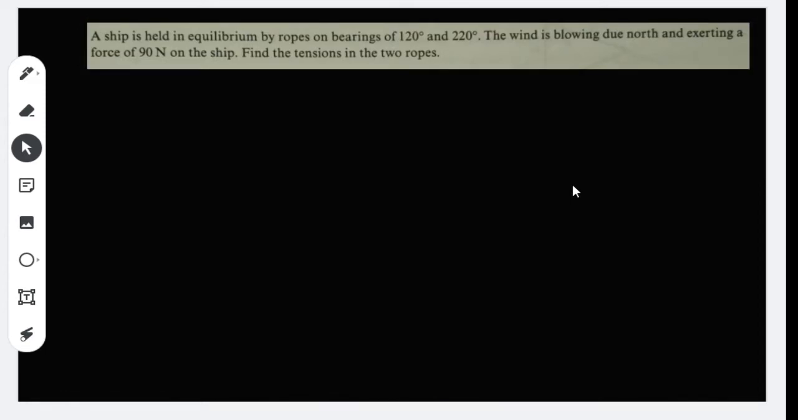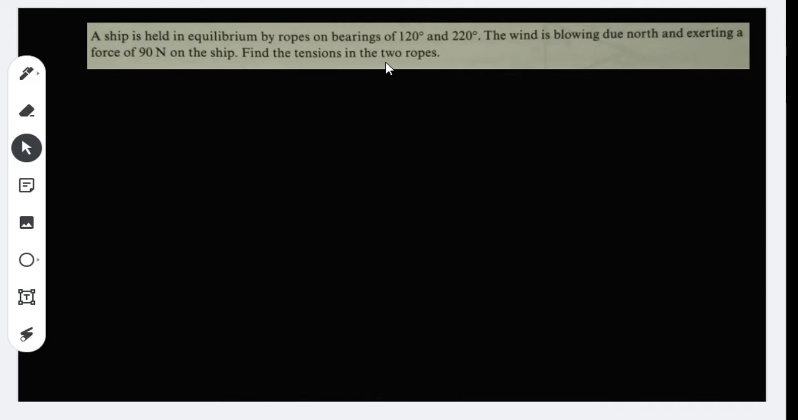The problem says a ship is held in equilibrium by ropes on bearings of 120 degrees and 220 degrees. The wind is blowing due north and exerting a force of 19 Newton on the ship. Find the tension in the two ropes.